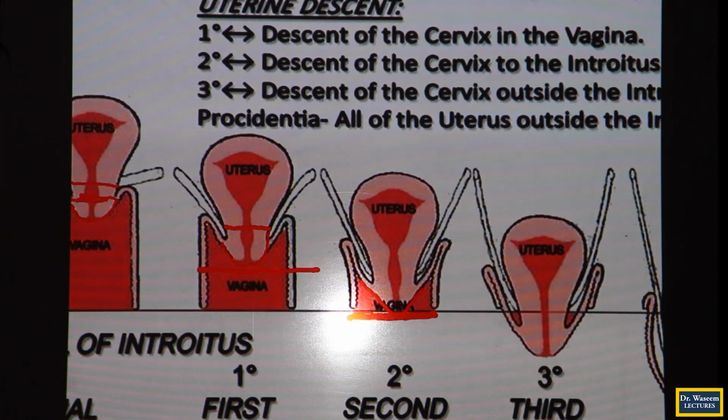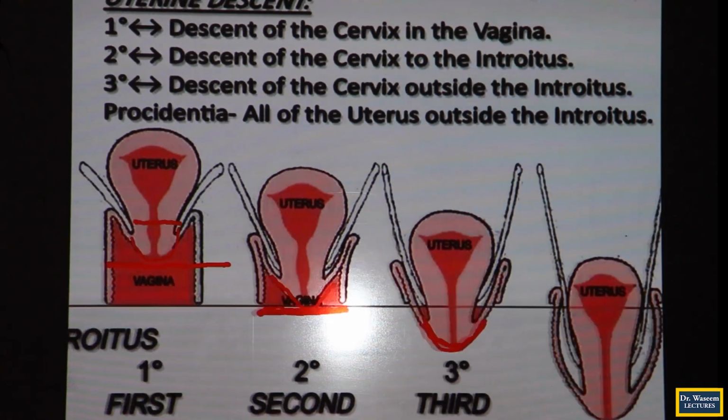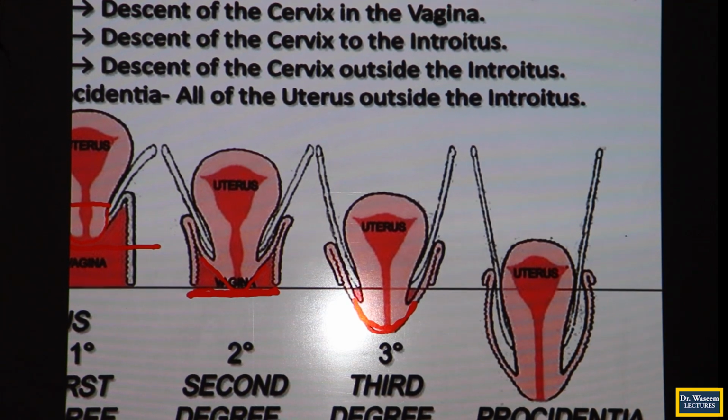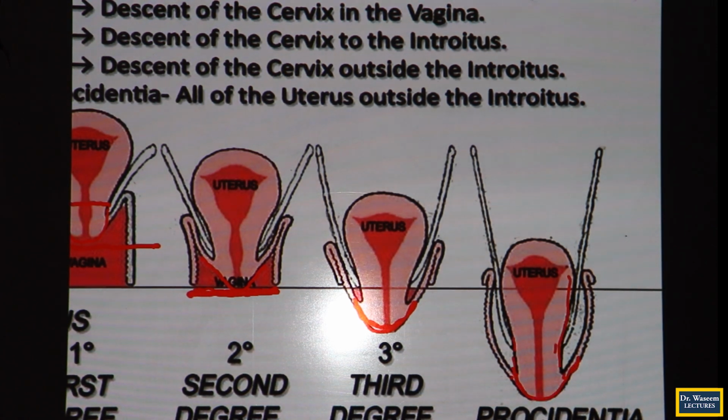When the cervix comes out of the lower part of the vagina, even into the vestibule, outside the introitus, you say it is third degree. And when all of the uterus, not just the cervix, is outside the vaginal introitus, the total uterus, you call it procidentia. This is the fourth degree.